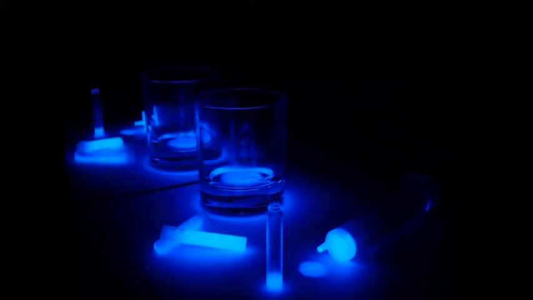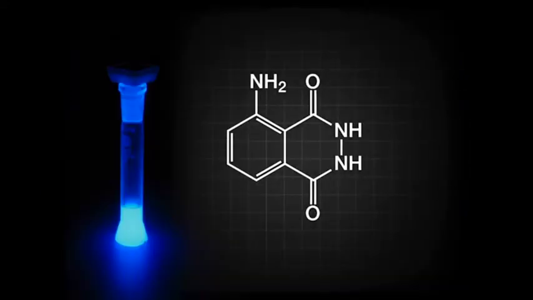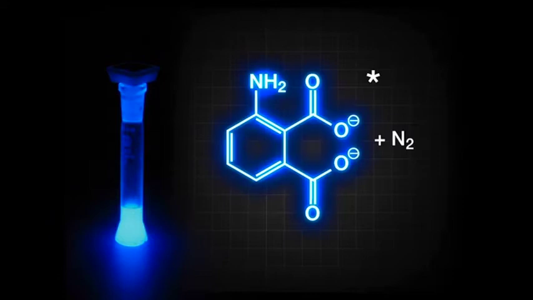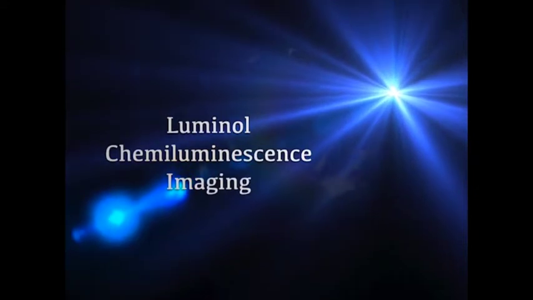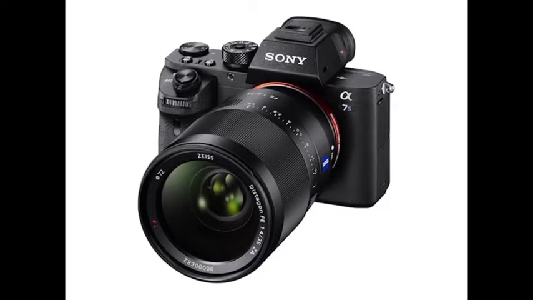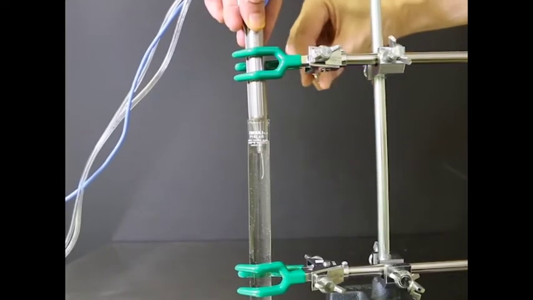Sonoluminescence is hard to photograph, but luminol can be used to generate chemiluminescence, bluish-white 460 nanometer light, produced as the cavitations burst and the hydroxyl radicals are created and spatter. We used a Sony Alpha 7S camera with a super high ISO over 400,000.